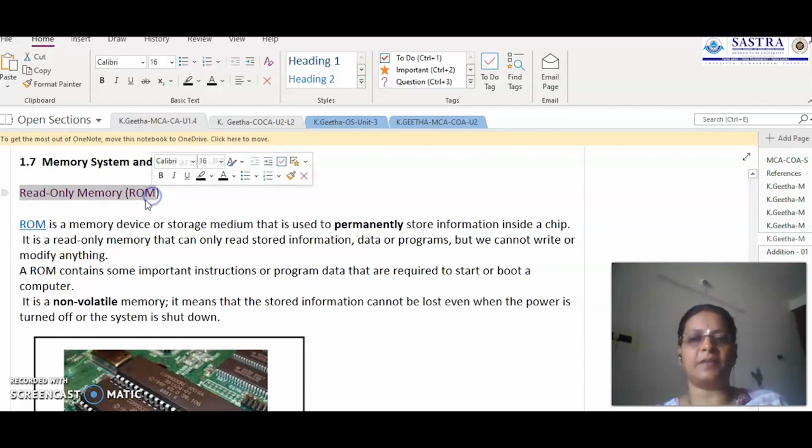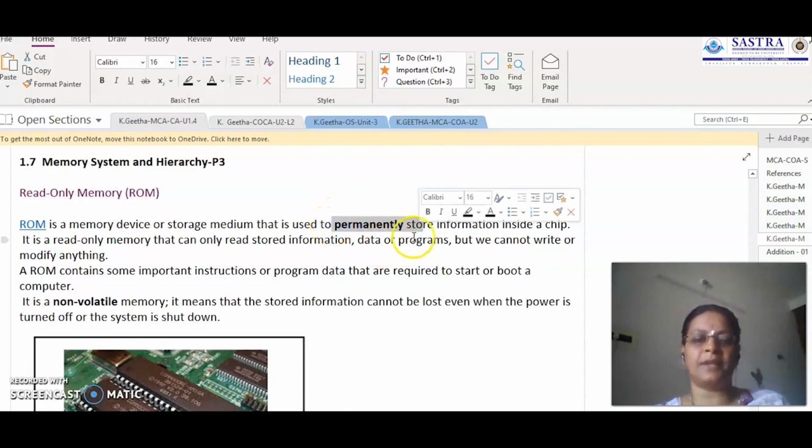We cannot write anything. It is a memory device where the storage medium is used to permanently store some information inside the chip, and this information is stored only by the manufacturers and not by the individual users. Usually ROM is used to store the data that are required to start or boot a computer, because it is going to be a permanent storage. So the driver routines, the booting routines, and all these things will be initialized in the ROM chip.